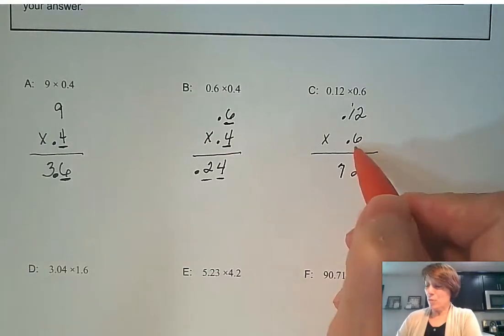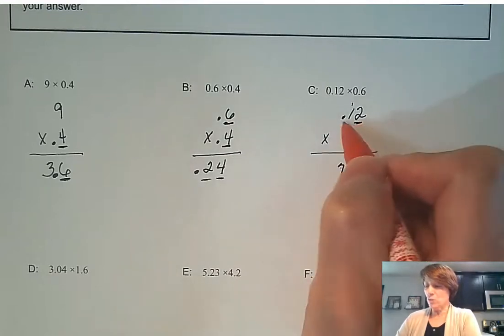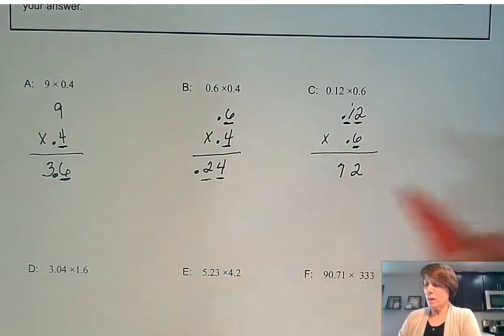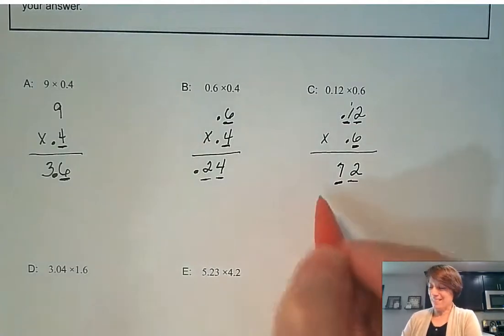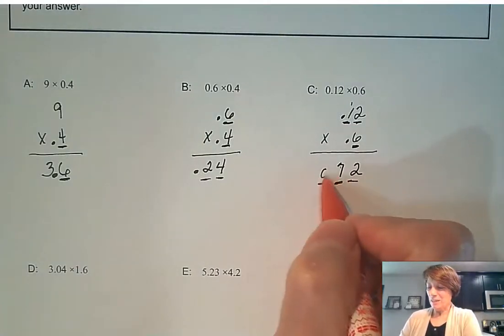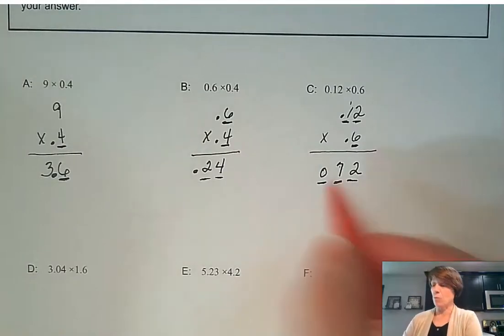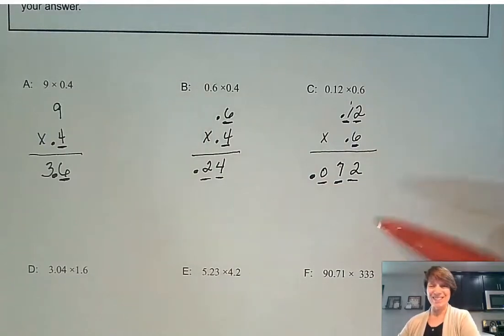All right, so we've got 1 place value to the right of the decimal here and 2 place values to the right of the decimal up here for a total of 3. Now we've only got 1, 2, and I bet most of you are thinking, yeah, we just need to add a 0, and you're right. We need a 0 here so that we can have a total of 3 numbers behind the decimal point in this answer. So 12 hundredths times 6/10 gives us 72 thousandths.